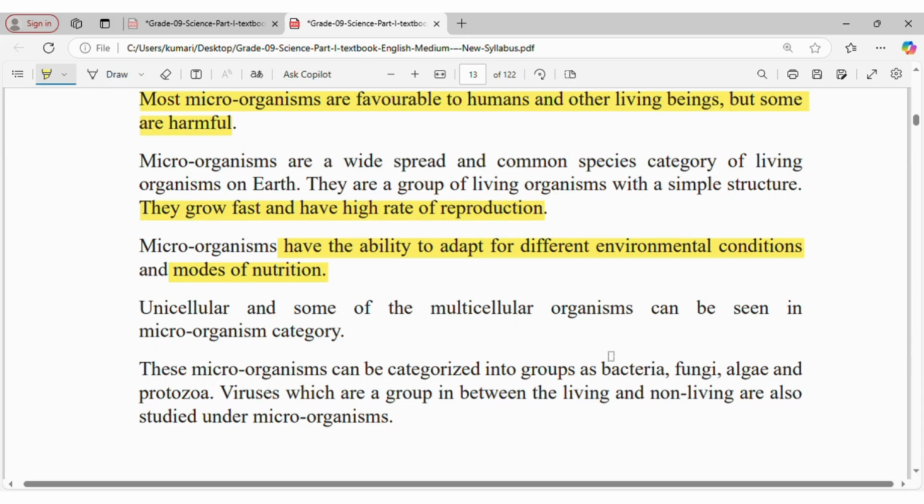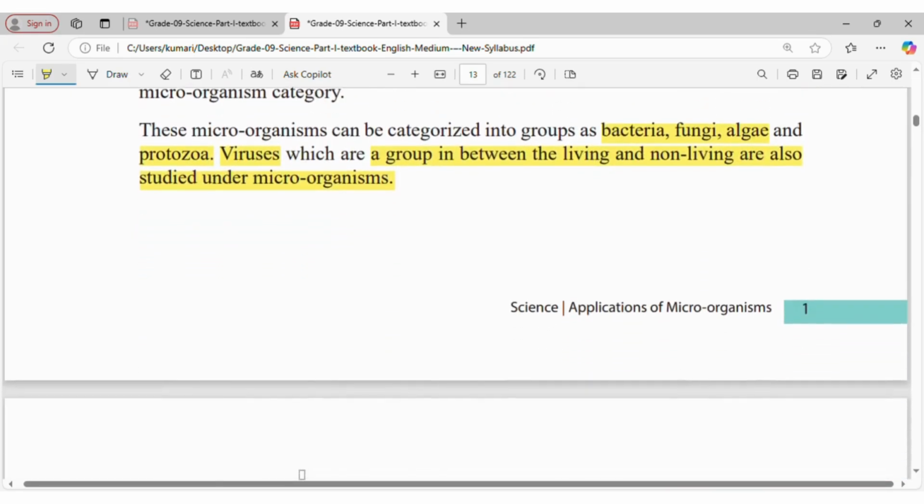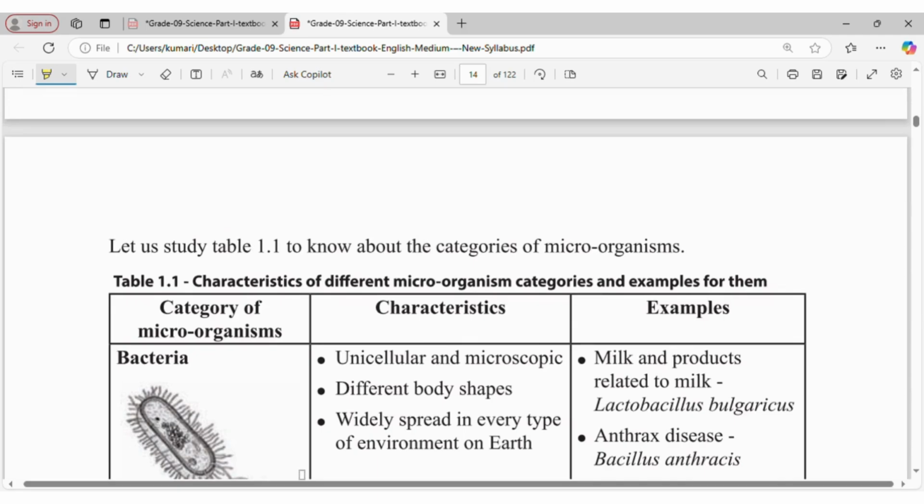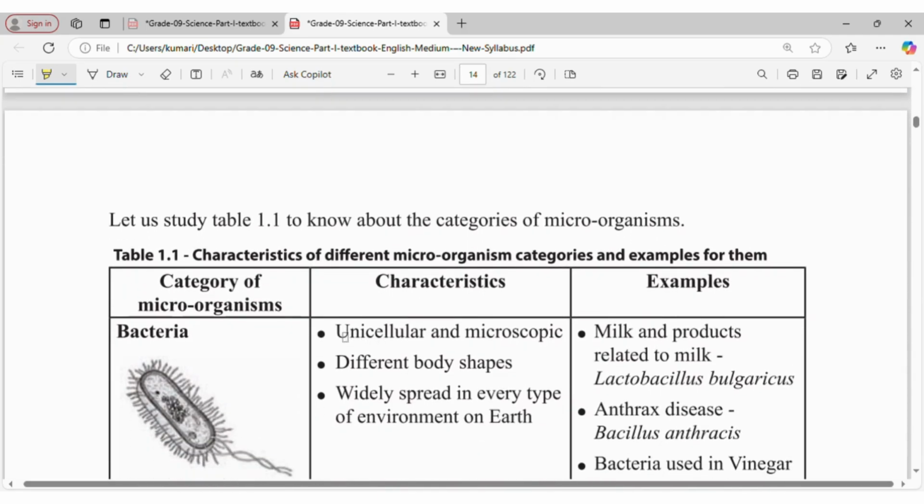Here, we have the four main types of microorganisms and viruses. This factor here is something special about viruses. Viruses, which are a group in between the living and non-living, are also studied under microorganisms. So we have a chart that has some information about microorganisms. First is bacteria: unicellular and microscopic, different body shapes, widely spread in every type of environment on Earth.